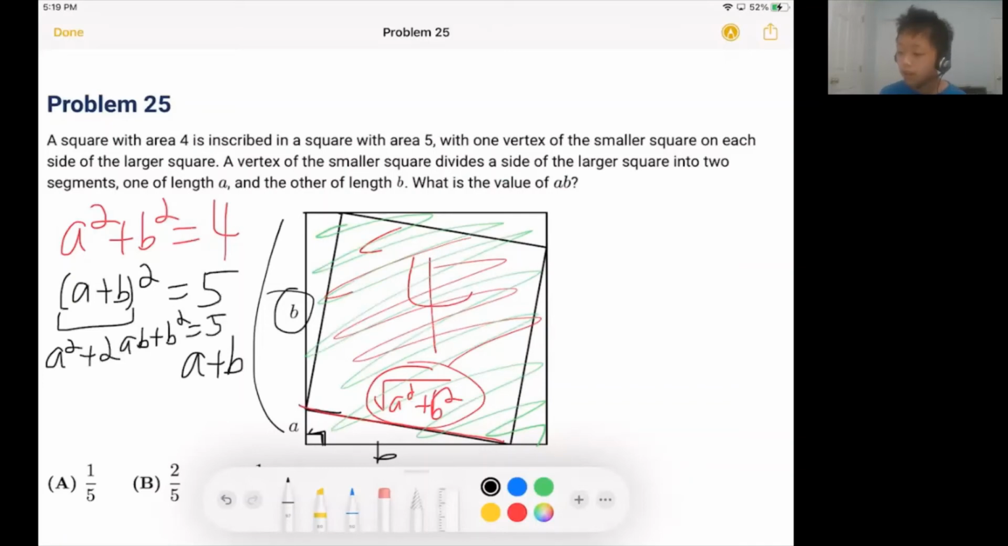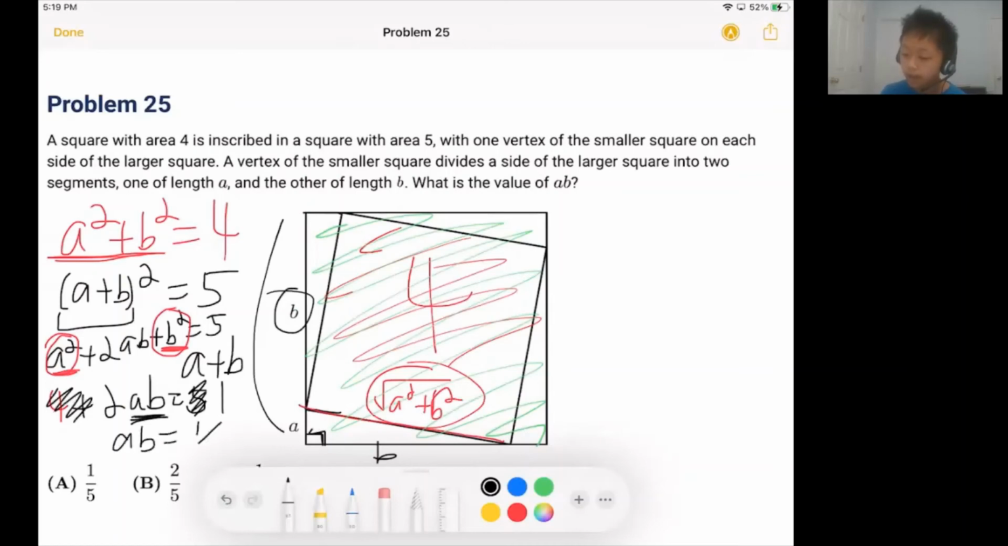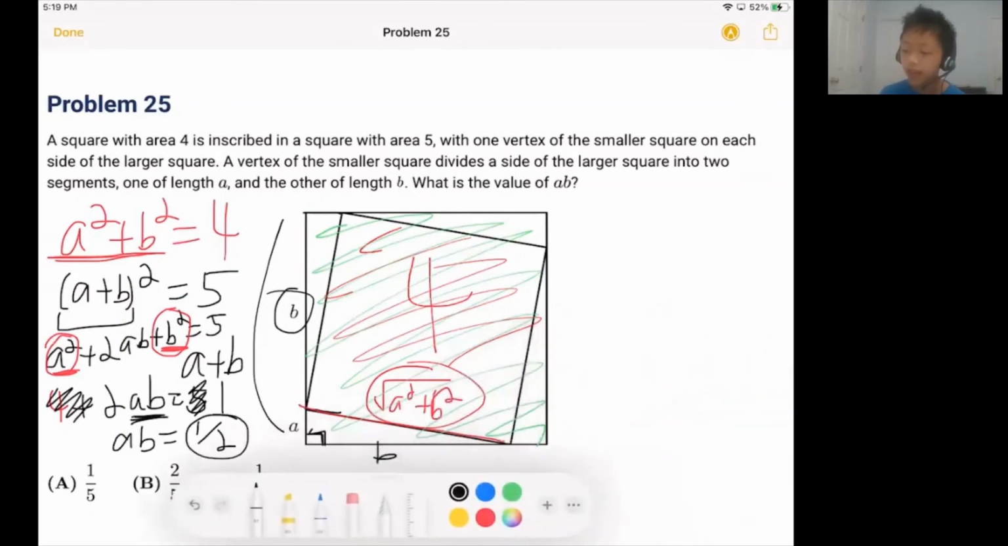Notice that this A squared plus B squared conveniently matches the earlier expression, so we can replace it with 4. We get 4 plus 2AB is 5. Conveniently, we don't have to solve for A and B individually, because the question wants us to find A times B, and we have AB right there. Subtract 4 on both sides and we get 2AB is 1, and dividing by 2 we get AB equals 1/2. That corresponds to choice C, and that would be our answer.